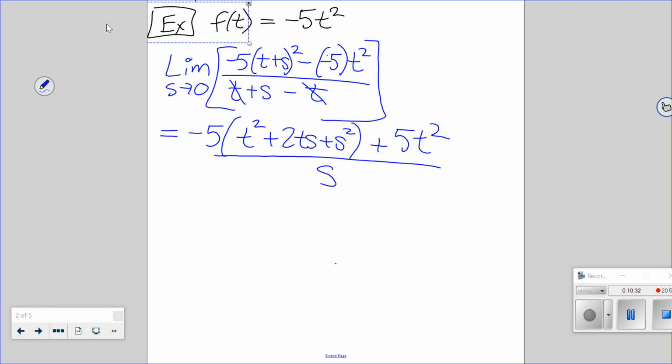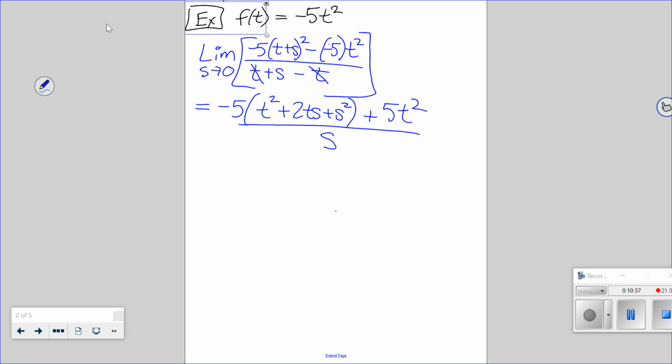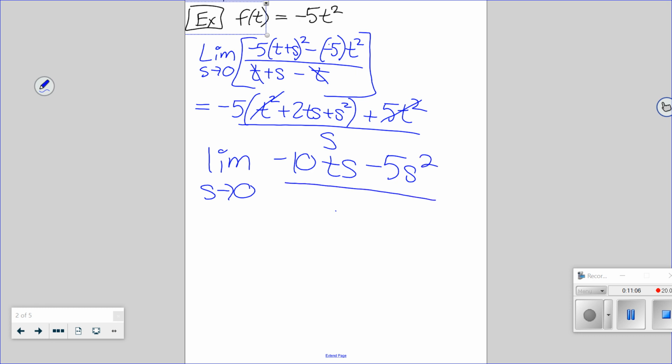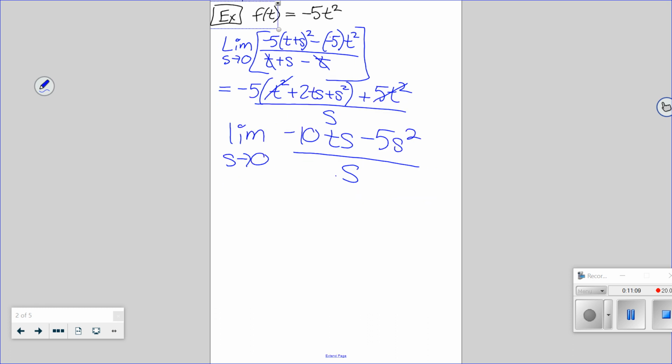Okay. All right. Oh, well, look. If I distribute the 5, I have minus 5t squared plus 5t. So that one goes away. So I'm taking the limit as s goes to 0 of minus 10 times t times s, and then I have minus 5 s squared, all over s. Did I do anything wrong? Minus 5t squared plus 5t. Okay.